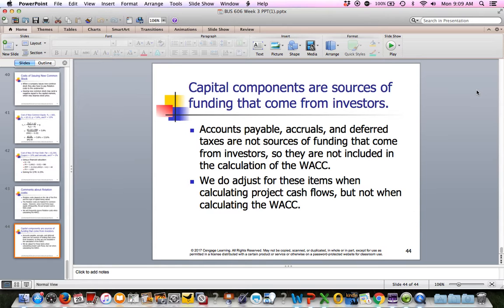Okay, so we really don't factor these into the WACC because they're more a component of accounting rules and the size of the company than they are specifically making a decision to go out and borrow money or issue stocks. They're a little bit different animal that we really don't include.